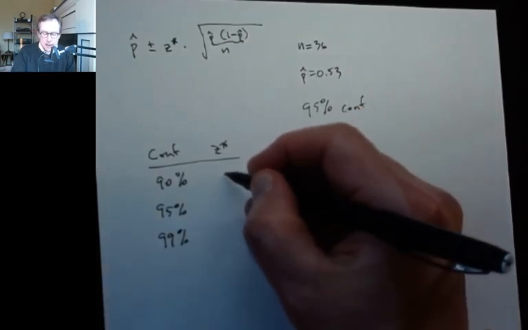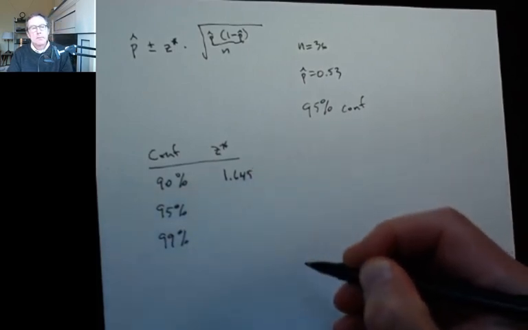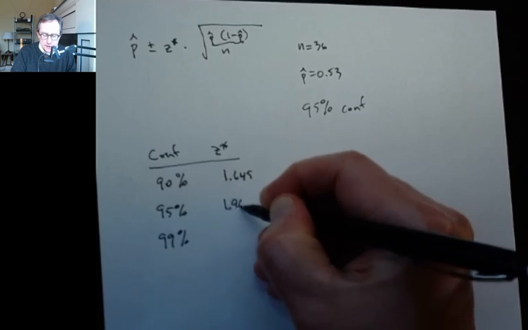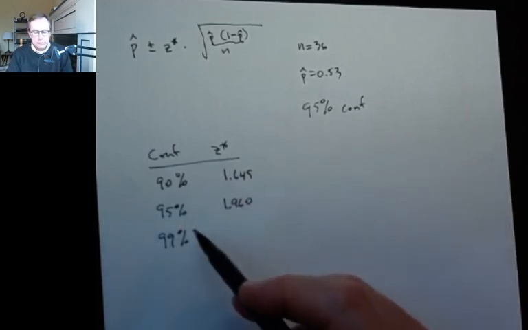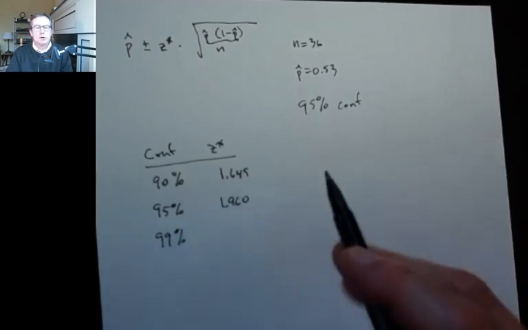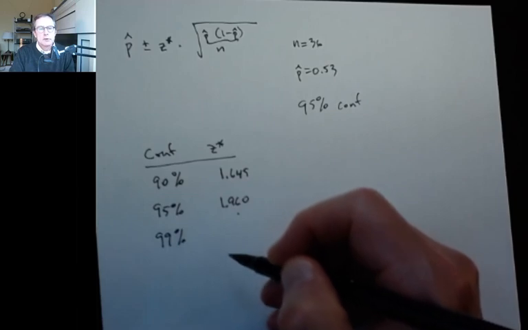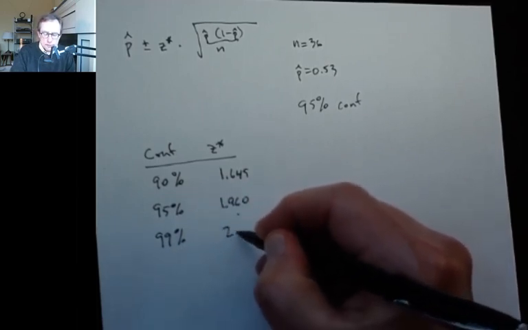So for 90% confident, the number you write down is 1.645. For 95% confident, the number is 1.960. And of course, a person remembers that earlier in the semester we just called it 2. When we were first learning confidence intervals, we rounded to 2 and called it good enough. But now we're doing the exact number, 1.960. For a 99% confidence interval, it's 2.576.